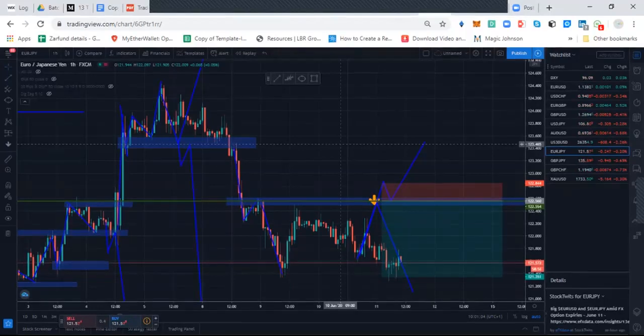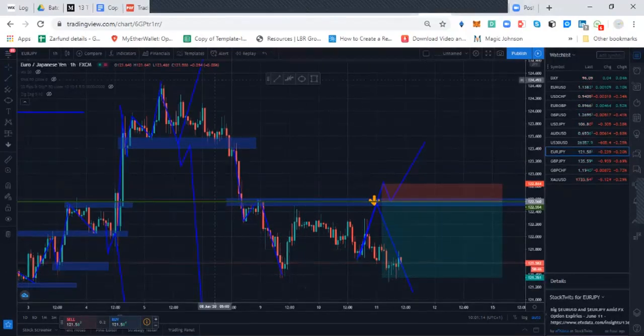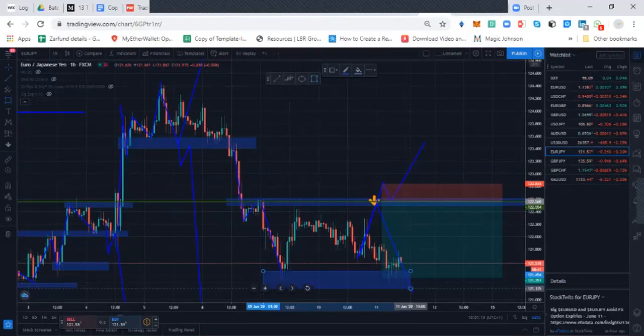Follow market structure and be patient. That's better than trying to get in. If you want to trade around here, you'd be trying to buy from this support, because there's a support here now. You're trying to buy from this support. It's not that you might be wrong, but it's best to follow structure.